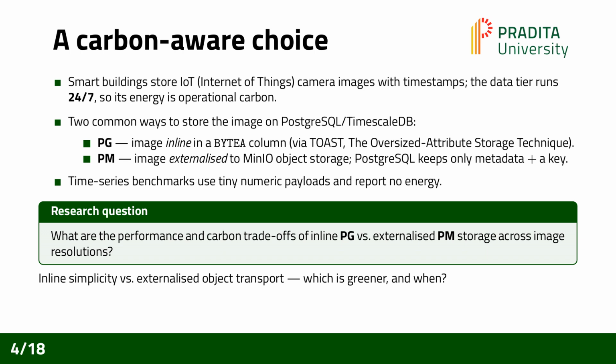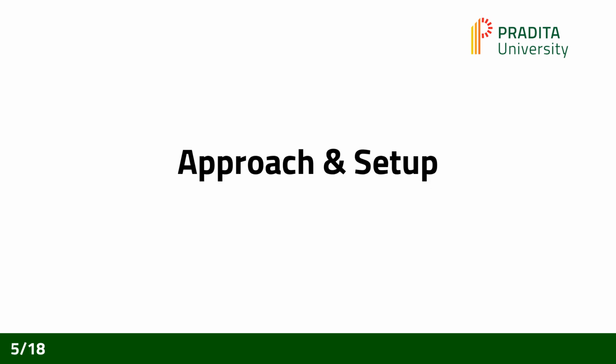What are the performance and carbon trade-offs of inline PG versus externalized PM storage? And how does that change as the image resolution grows? Put simply, is it greener to keep the picture inside the database or to ship it out to object storage? And under what conditions does the answer flip? With the motivation clear, let's look at how we actually set up the experiment.